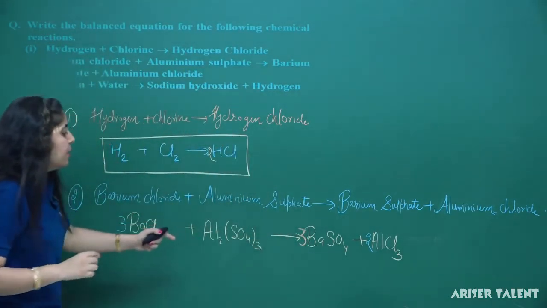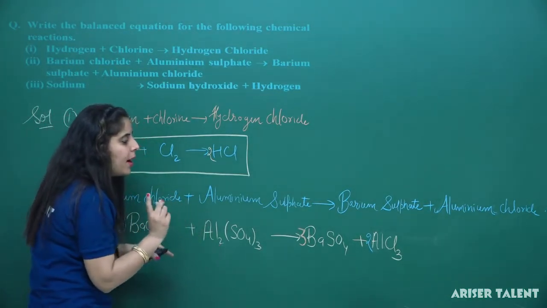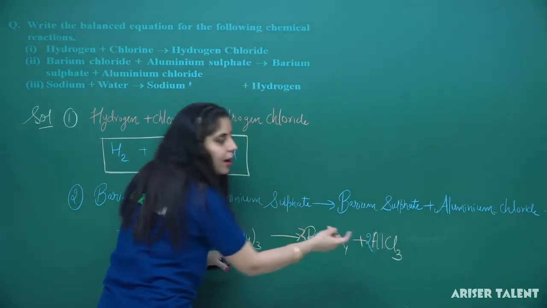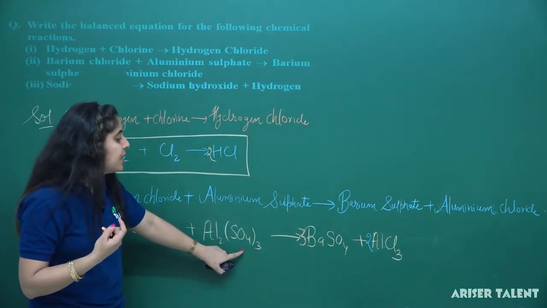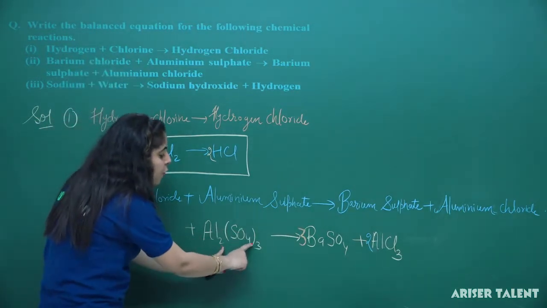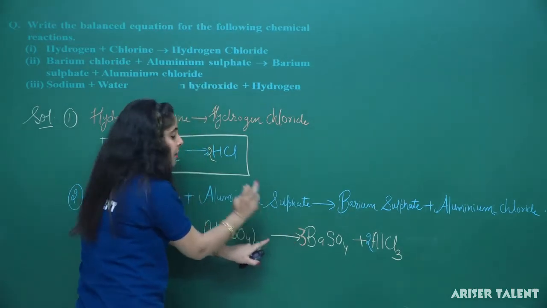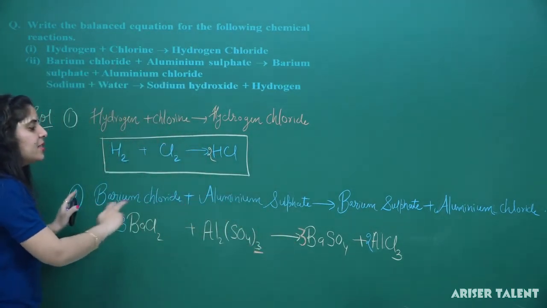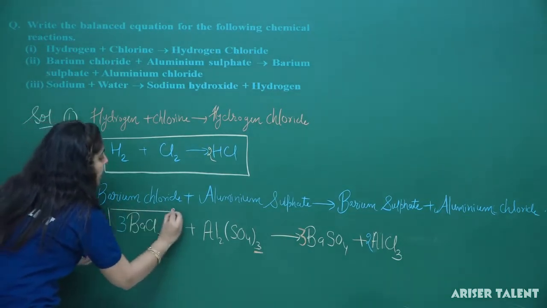Now take another element, that is aluminium. Aluminium has 2 atoms here, and again aluminium has 2 atoms here. So it means aluminium is completely balanced. Now consider the sulfate ions. SO4 is 3 here, and again SO4 is 3 here. So we can see that this equation is completely balanced now. So this will be the complete balanced equation.